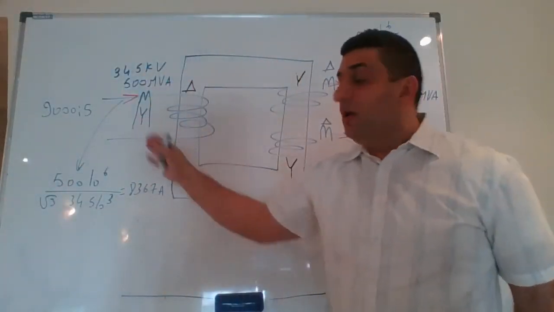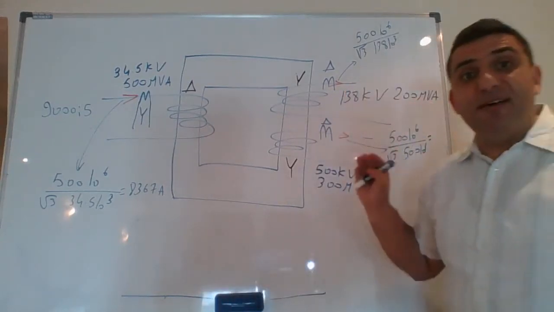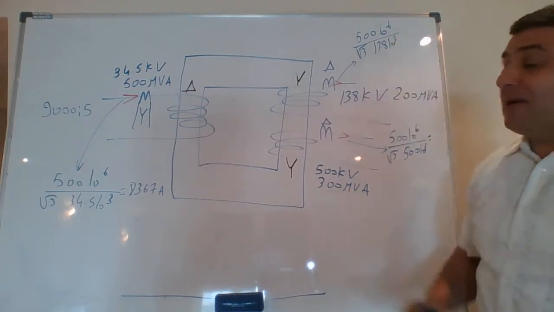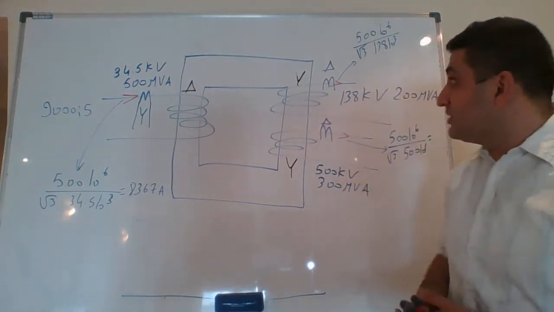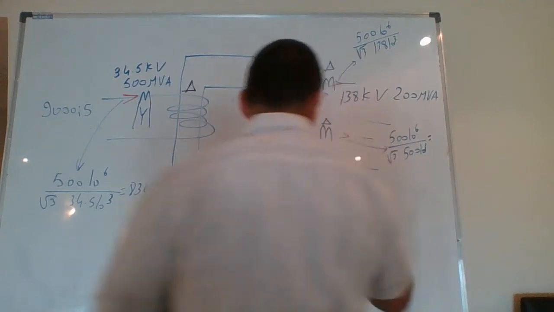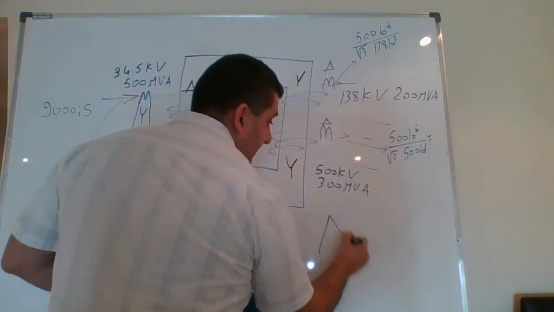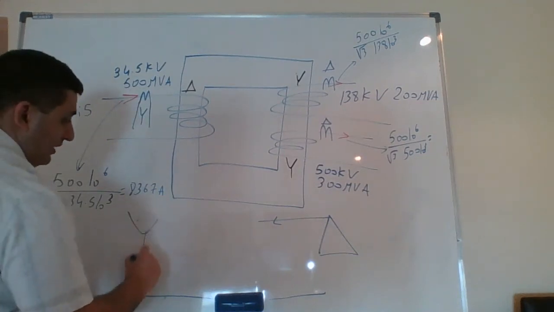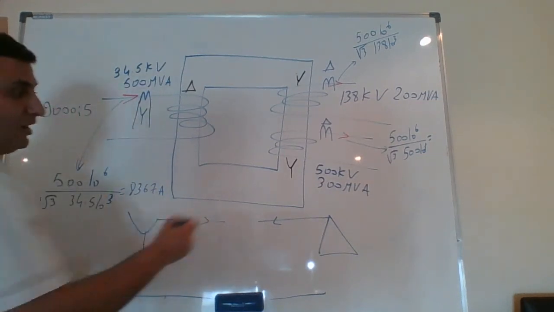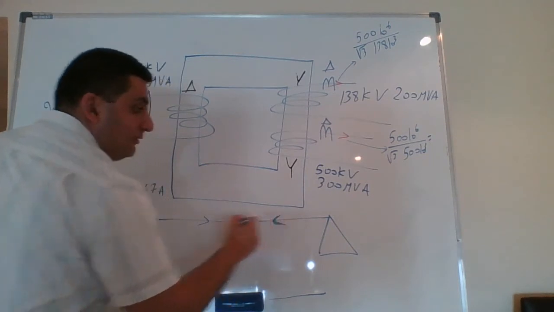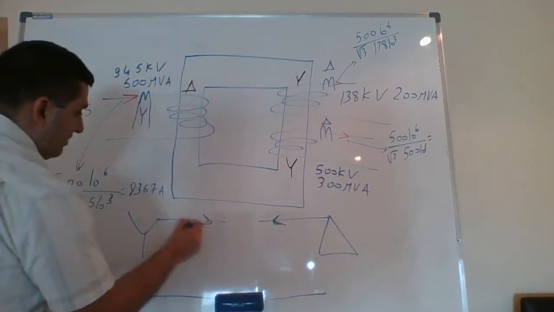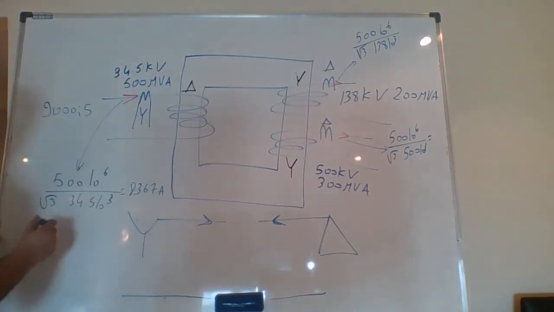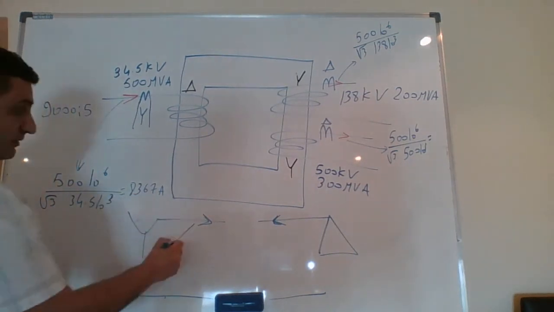When I come to delta, remember what we did previously. This current must be divided by root 3, because in a delta, remember this? This is connected in a delta. This current will go to this Y. I need the line current of the delta to be the same as the output of this one. The output of this one will be equal to the output current of the CT.